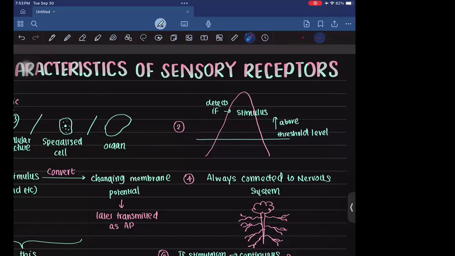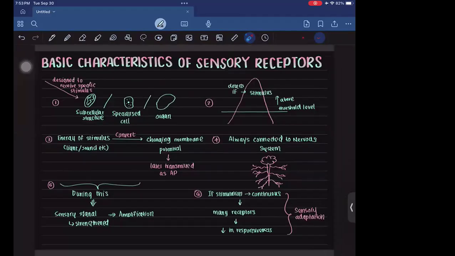So what is the first basic characteristic? It can be a subcellular structure, a specialized cell, or an organ designed to receive a specific stimulus. Then there will be a threshold level. Only if the stimulus is at or above the threshold level will the sensory receptor detect it.